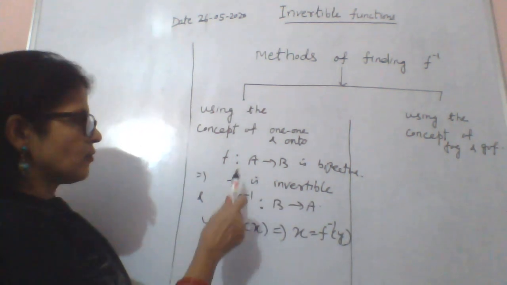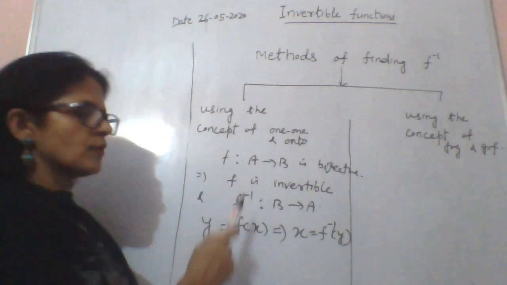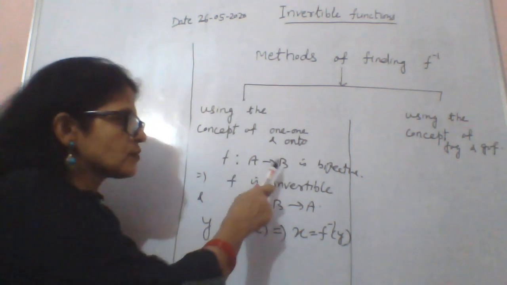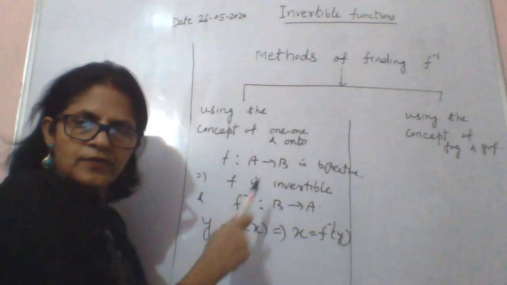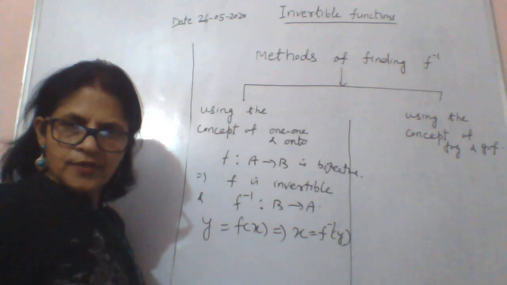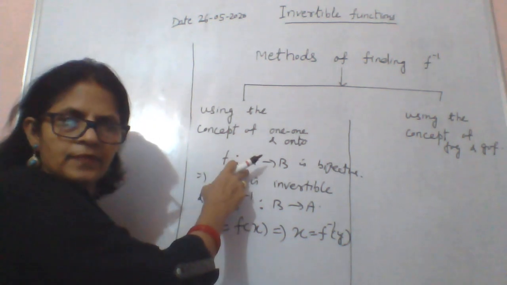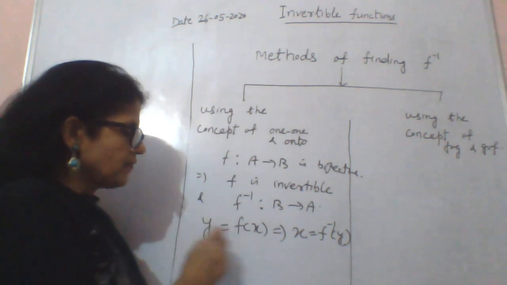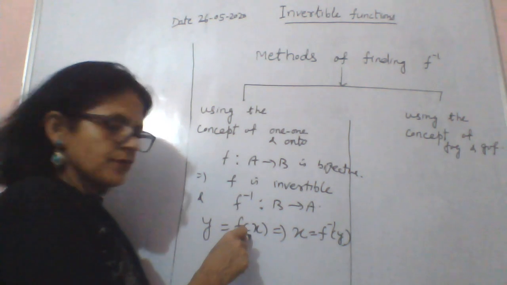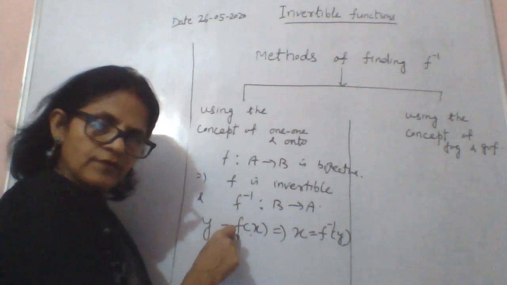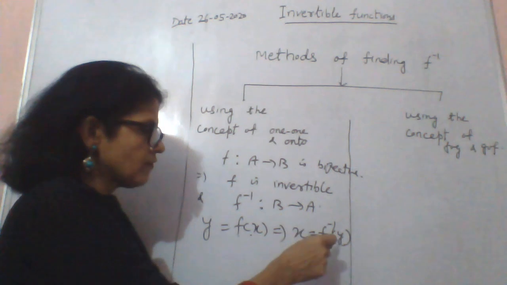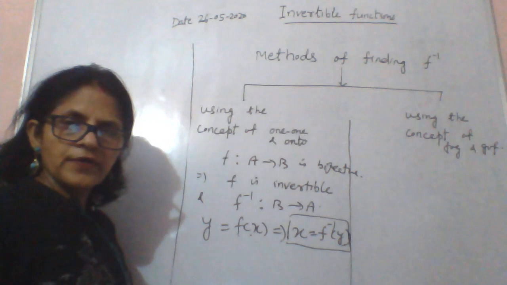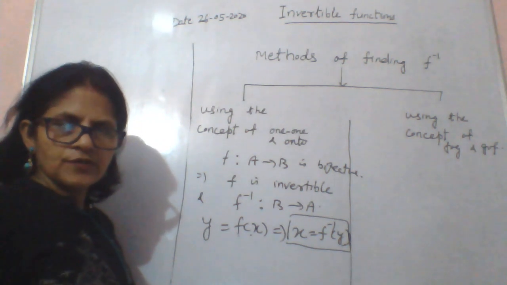Okay, because every time we take x belongs to A, whenever we say f is onto, for every y belongs to B, there are some pre-images x belongs to A. Okay, and we take y equals f(x). So y equals f(x) is bijective, it is invertible, so f inverse(y) will be equal to x. So this is the way to find the inverse of the function.